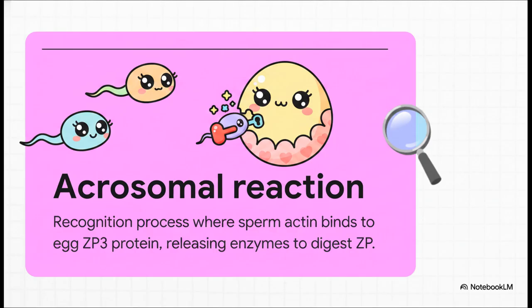Once that bond is confirmed, the sperm releases hydrolytic enzymes from its head to digest right through the egg's outer barrier, the zona pellucida, allowing their genetic material to finally fuse. It is just wild to think that this incredibly specific, microscopic event is the exact moment your own unique genetic code was finalized.